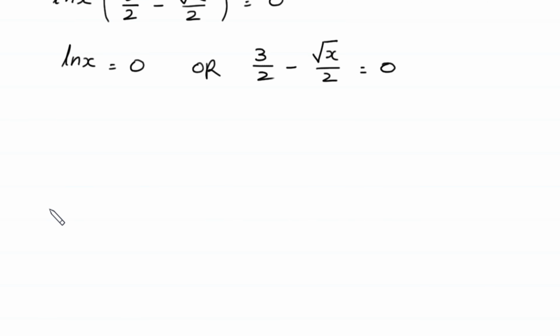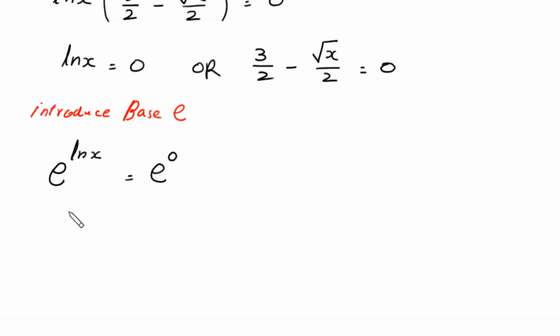Now because the base of natural log is e, so we introduce base e on both sides like this. e to the power this ln of x is equal to e to the power this 0, and e to the power ln of x is equal to x, is equal to e to the power 0 is 1. This is the first value of x.